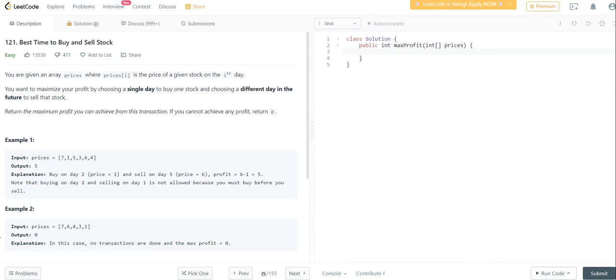Hi, in this video, we're going to be talking about the best time to buy and sell stock. In this question, you are given an array of different prices of a stock, and you need to find the best time to buy it and the best time to sell it to maximize your profit. It's only one stock, and you only buy and sell it once.